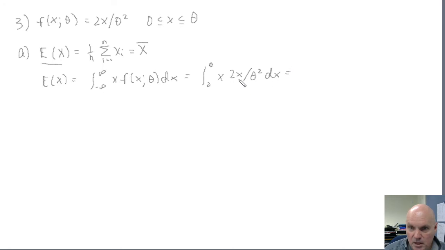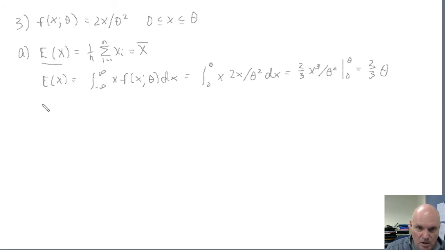So this is going to be integrating x squared. What am I going to get? 2/3 x cubed over theta squared, evaluated at 0 and theta. Evaluating this with x equal to theta, I get theta cubed over theta squared. So that just becomes 2/3 theta, which is the expected value of x.